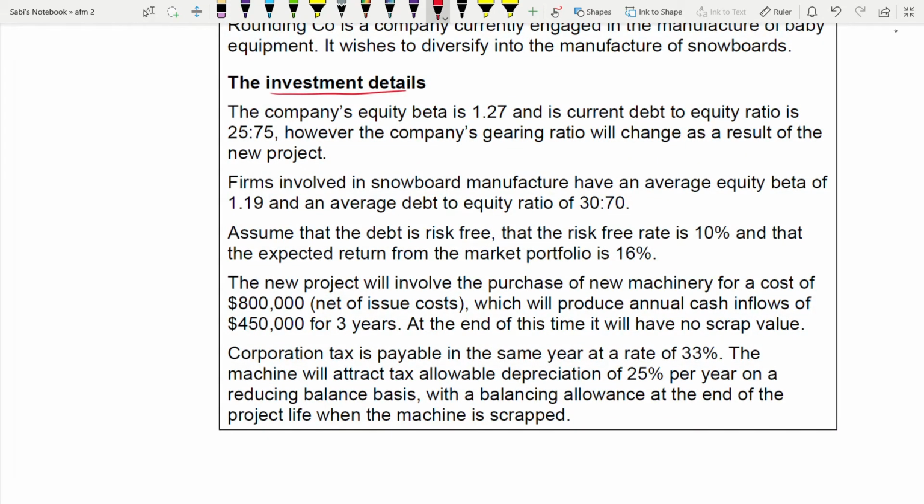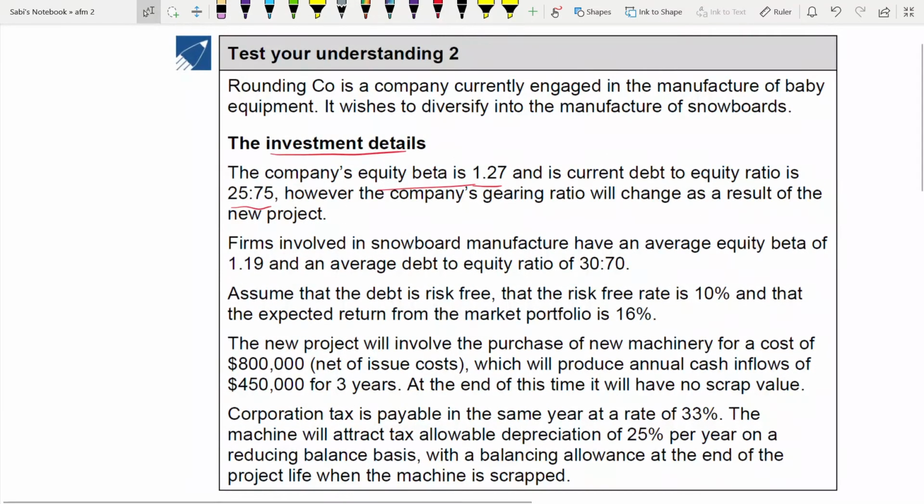You have been given the equity beta 1.27, then you have been given debt to equity 25. So you read like this rather than reading "Rounding company is a company currently engaged in manufacturing of baby..." It will take a lot of time, trust me. And this will not come on day one. For you to reach that stage where you can only pick up the relevant things, you need to read a lot. I mean, lots of questions you must have already done.